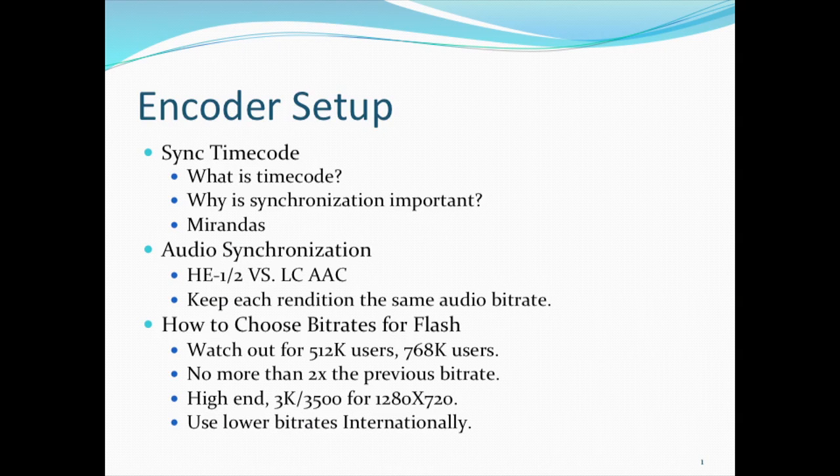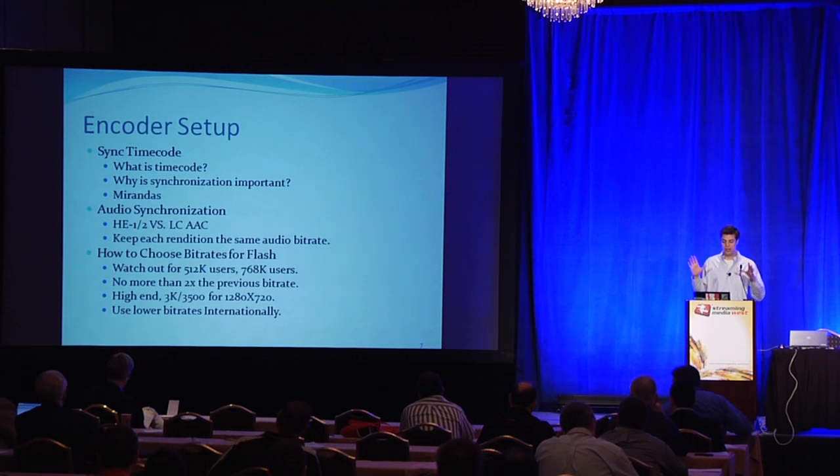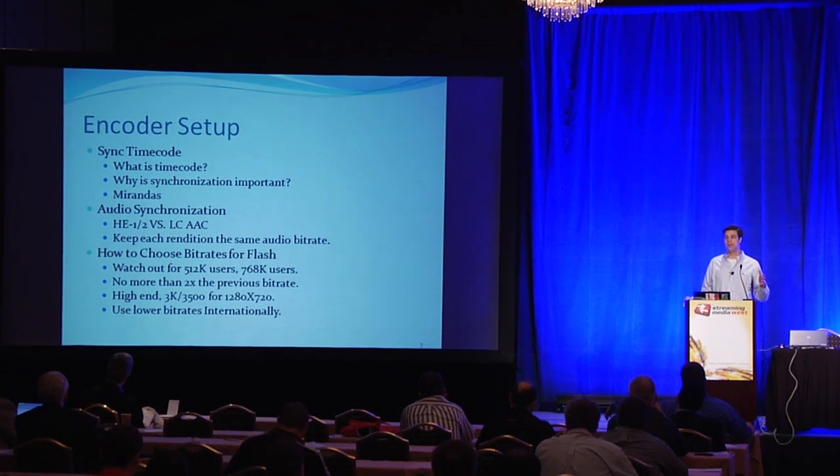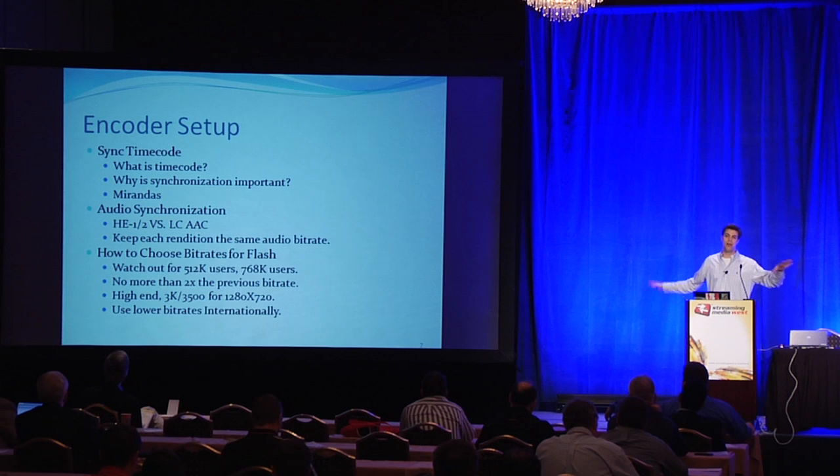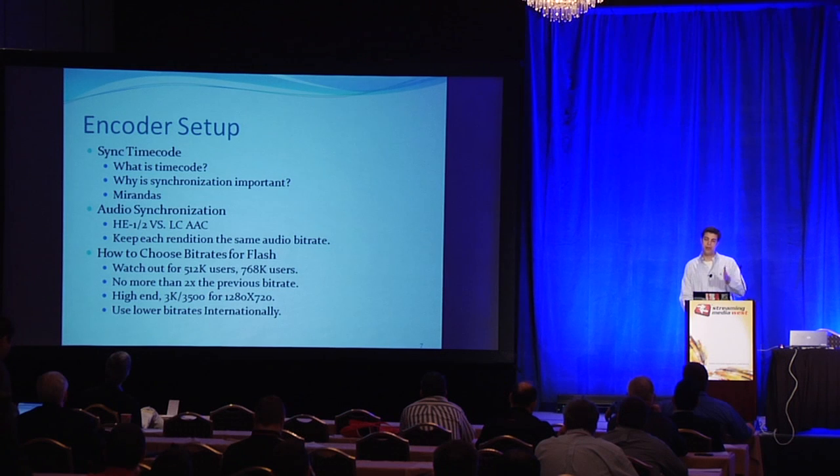What is time code? Time code basically puts a stamp on each frame of video as it's going out. And it says, you are the 24th frame of the 6th second of video. And so no matter where your encoders are or how many of them you have, they all know what happened at the 24th frame at the 6th second of video.